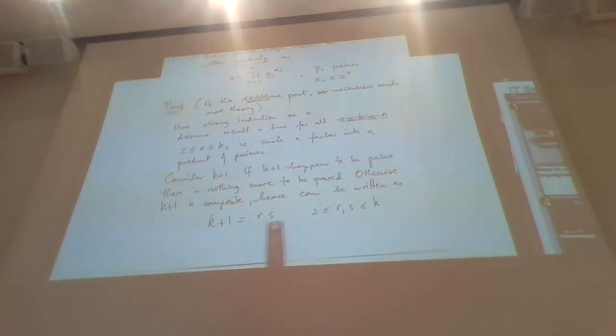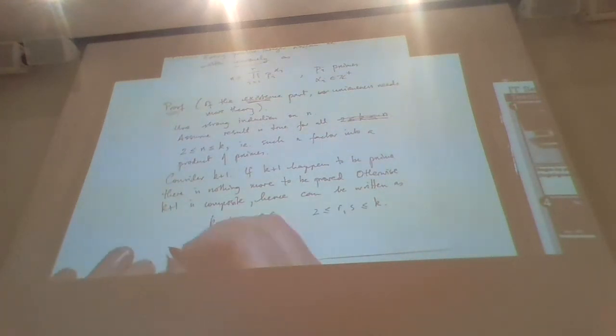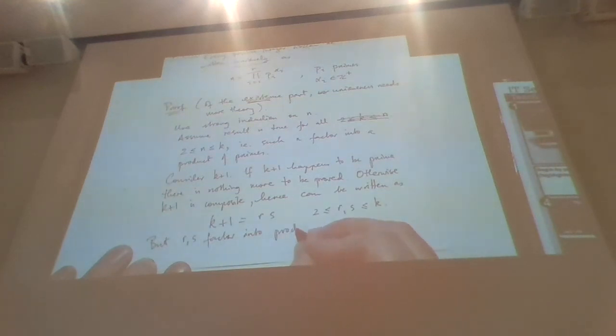My bounds on r and s here rule out the case that you just trivially factorize this as 1 times k plus 1, where r is 1 and s is k plus 1 or vice versa. That's not a genuine factorization of a number, but if this number is composite, then it does have a genuine non-trivial factorization. Of course, when r and s lie in that range, we've assumed that they can be factorized into a product of primes. So r and s factor into products of primes by assumption.